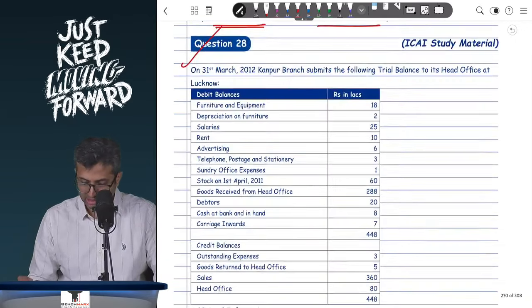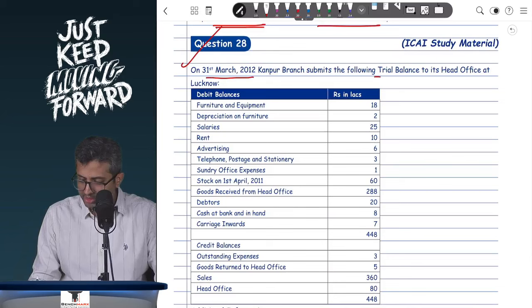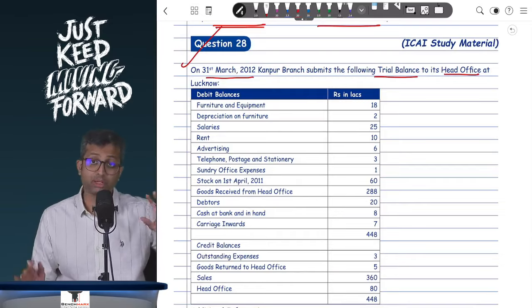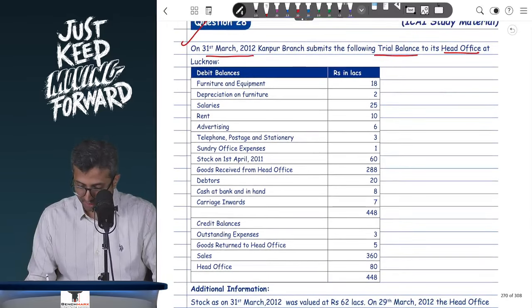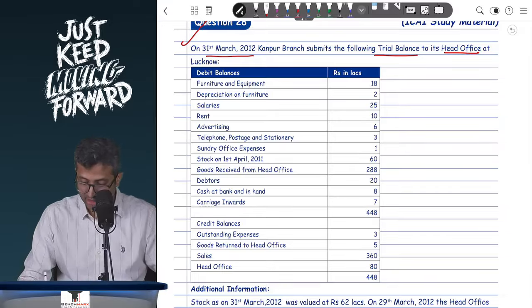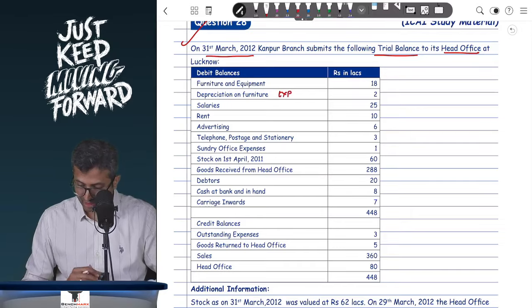On 31st March 12, Kanpur branch submits the following trial balance to its head office at Lucknow. So this is a trial balance of the Kanpur branch. It has its own trial balance to the head office. So you'll have furniture, depreciation on furniture. So maybe this is an expense. Then your salaries, rent, advertising, all of these are expense. Sundry office expenses, and then you have stock.